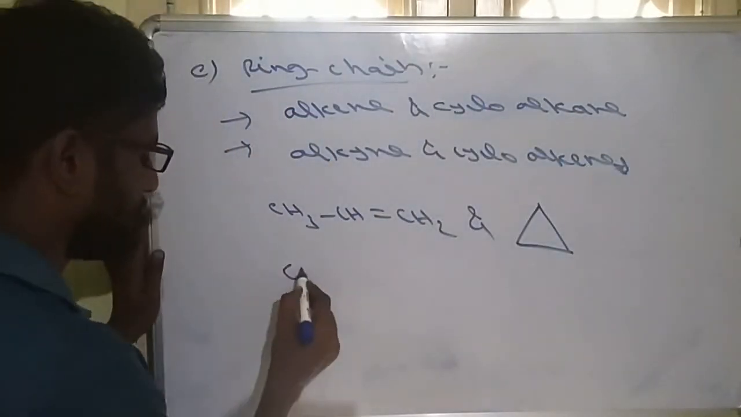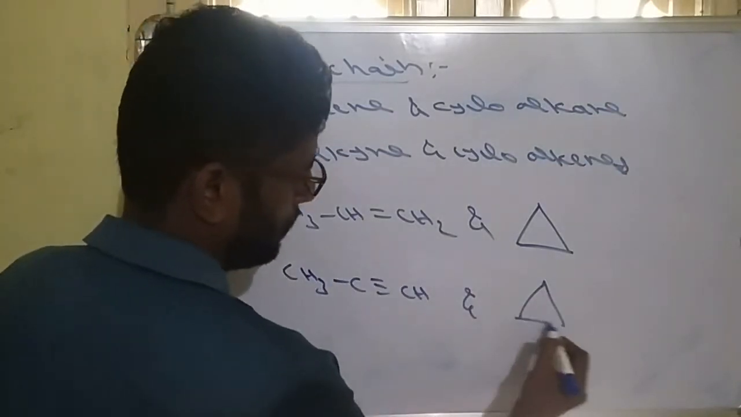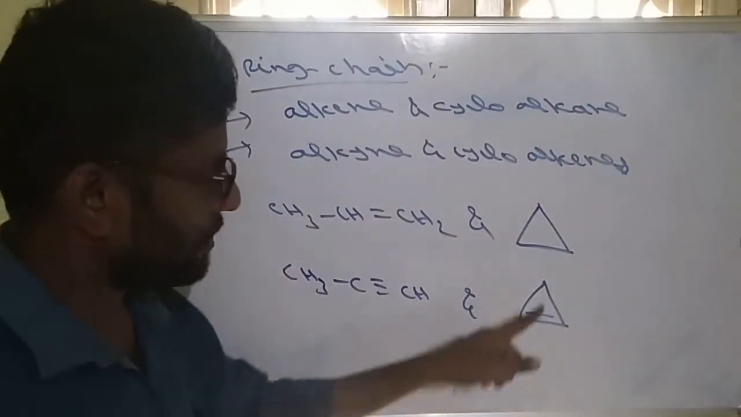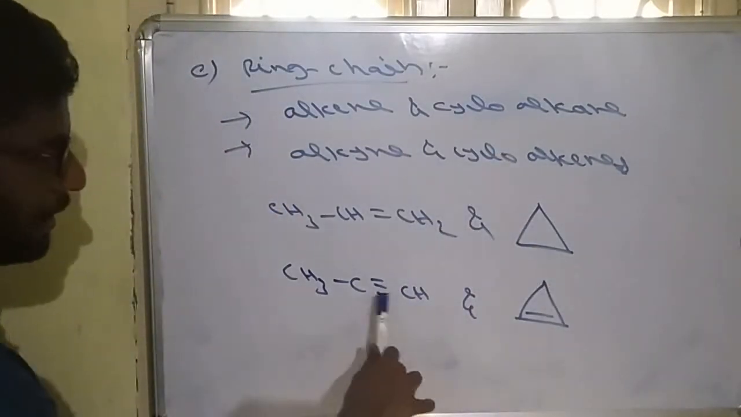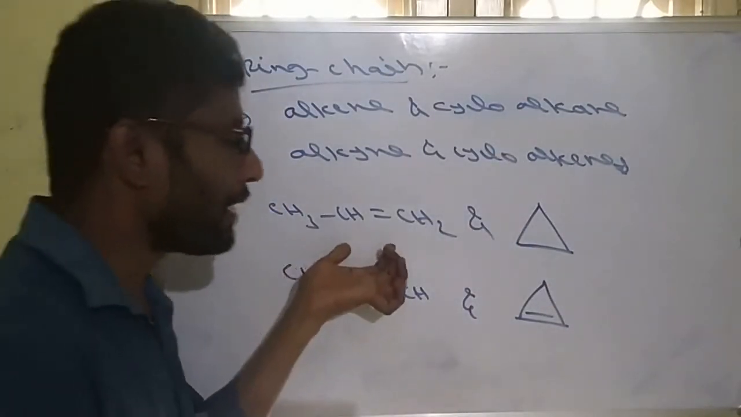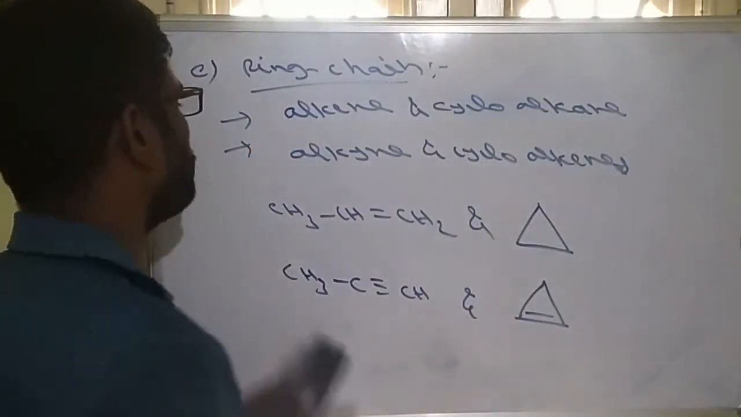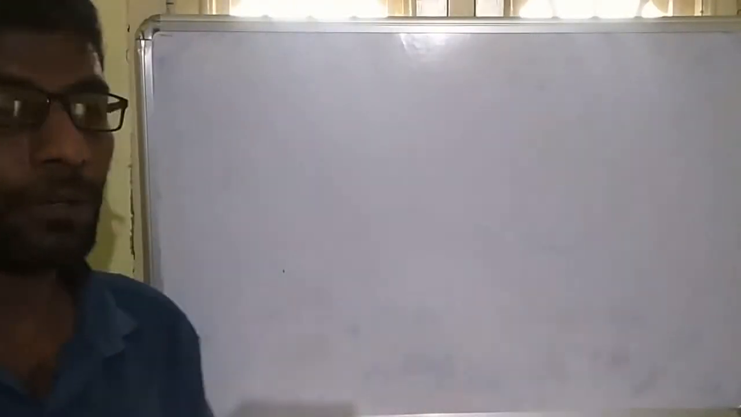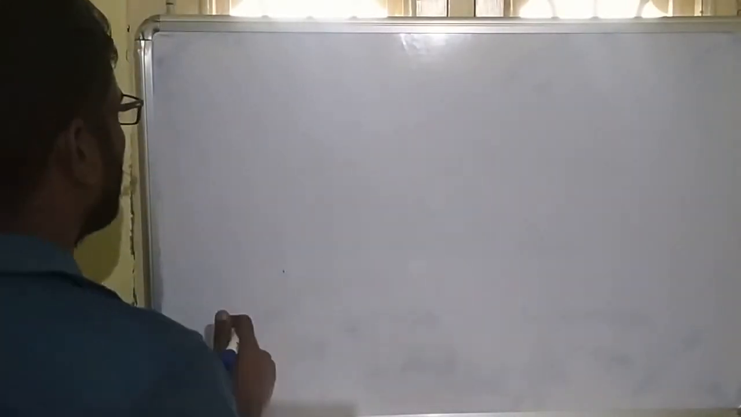Same like alkynes and cycloalkenes. For example, CH3C≡CH and a cycloalkene. See the formula, C3H4. So this is also CH=CH-CH2, C3H4. So alkynes and cycloalkenes, alkenes and cycloalkanes, these are called ring chain isomers. So one double bond is equal to one ring. Remember it? Two double bonds are equal to two rings. So one double bond, one ring. So both are ring chain isomers.